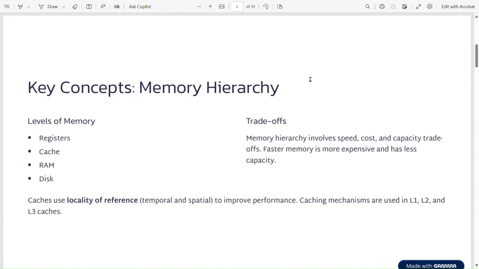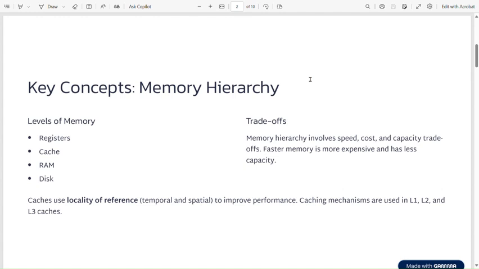Then is the key concepts. First one is memory hierarchy. Memory hierarchy refers to the structured arrangement of memory types in a computer system based on speed, cost, and size. Faster and more expensive memories are placed closer to the CPU, while slower, larger, and cheaper memories are farther away.